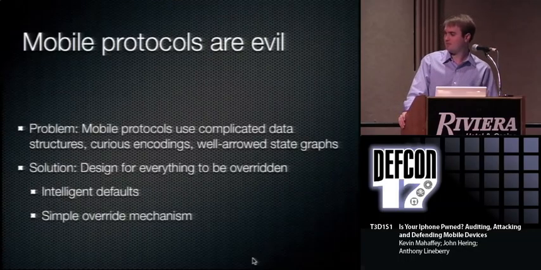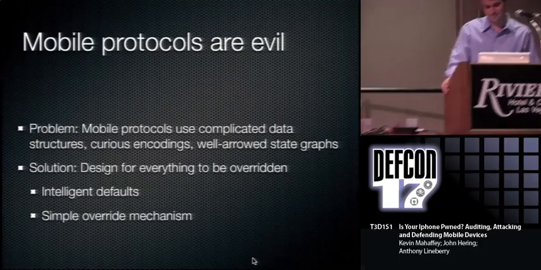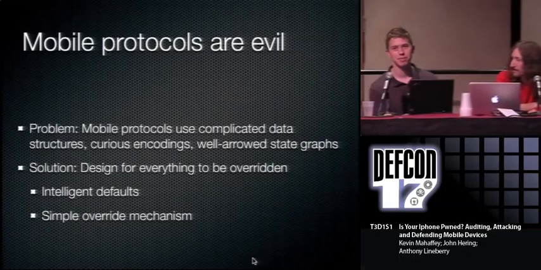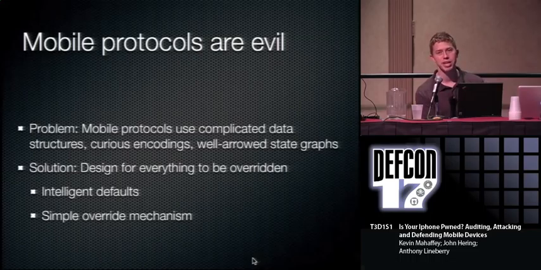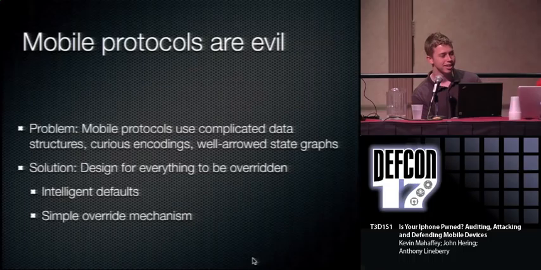Mobile protocols are, in fact, evil. If you've ever had a chance to read some of the ETSI specs or the 3GPP specs or the OMA specs, my condolences. The reason for this is basically we need a lot of efficiency on mobile networks because bandwidth equals money, and lots of it. So there's all sorts of really weird techniques, and there's a lot of bit masking involved, like arbitrary width length fields with a high bit set, and it's just crazy.